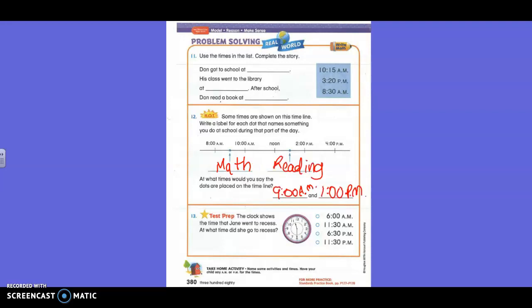Okay, we said that we do reading between noon and 2 o'clock. We said the first dot was 9 o'clock a.m. and the second dot was 1 o'clock p.m. Okay. That was that.